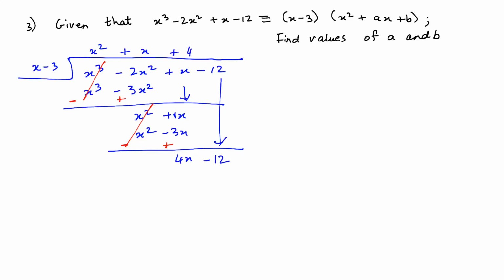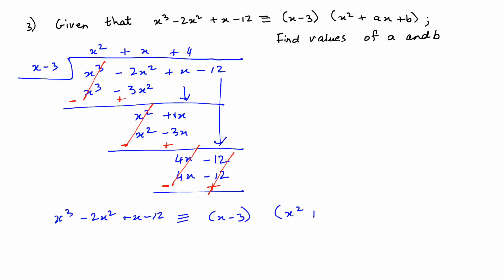X multiplied by 4 will give us 4x, and -3 multiplied by 4, -12. Change the signs, cancelled, cancelled. So it's a 0. Now again we'll write it in the same format as we wrote the other questions. We'll write the question here, and then the divisor, which is x minus 3, and then the quotient, which is x squared plus x plus 4. Can you identify what is a and b now?